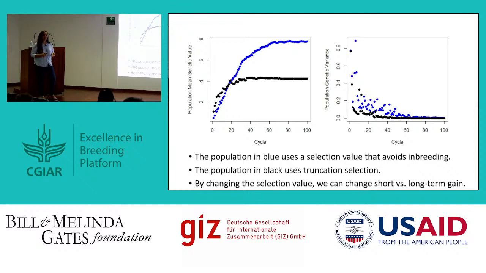I just want you to be aware that when it comes to maintaining genetic variance and keeping that genetic diversity in your population, using the right selection value is a way you can do that. People always think, if I want more genetic variance, I need to introgress more and more genotypes into my population. But another thing you can do is to give yourself more time to sort out those good and bad alleles by use of the right selection value.